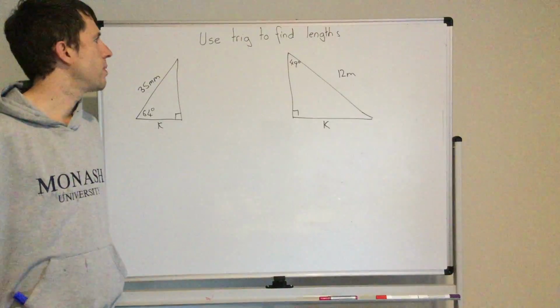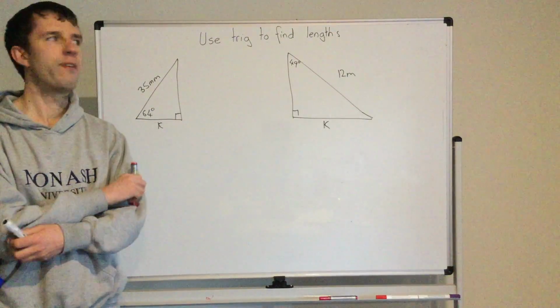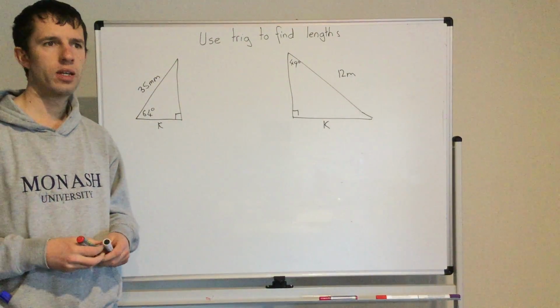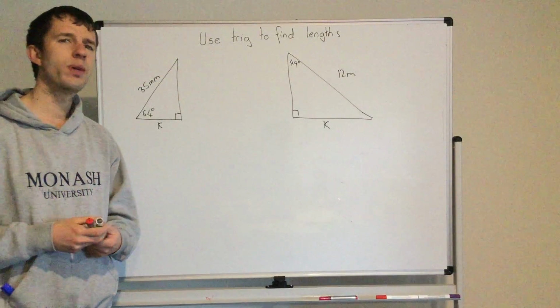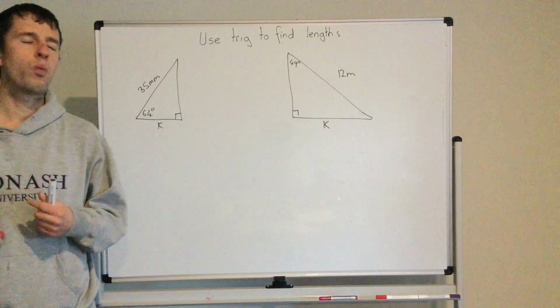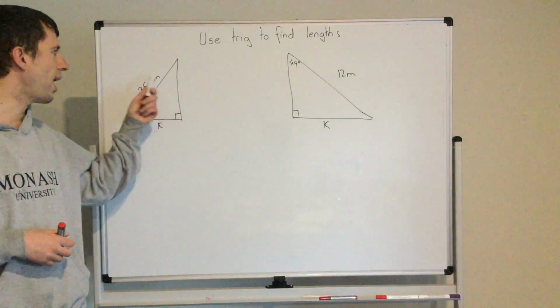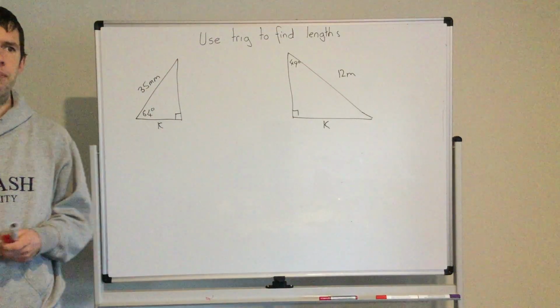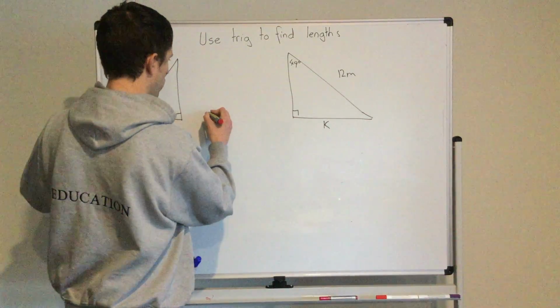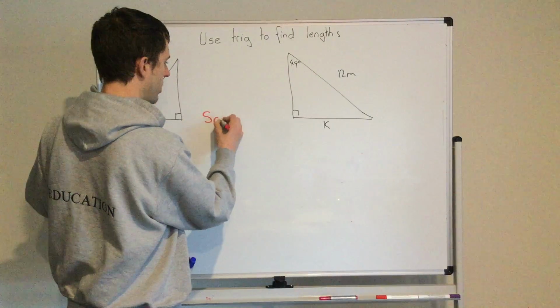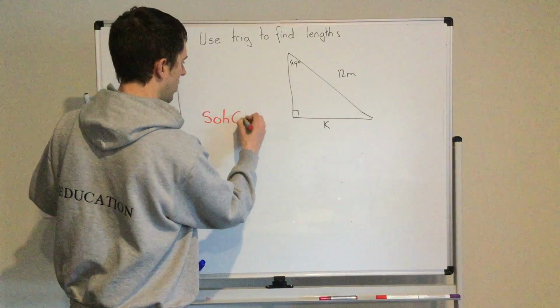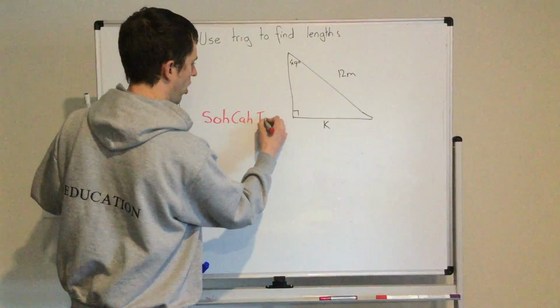So we are going to be looking at using trig to find unknown lengths. Now the first thing we need to be thinking about is what is our relationship between angles and our sides. And that is what we talked about in our last video. So, SOH CAH TOA.